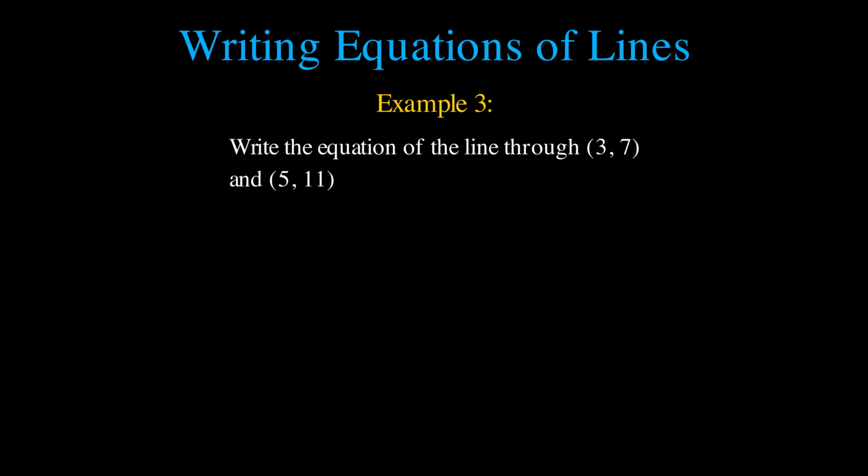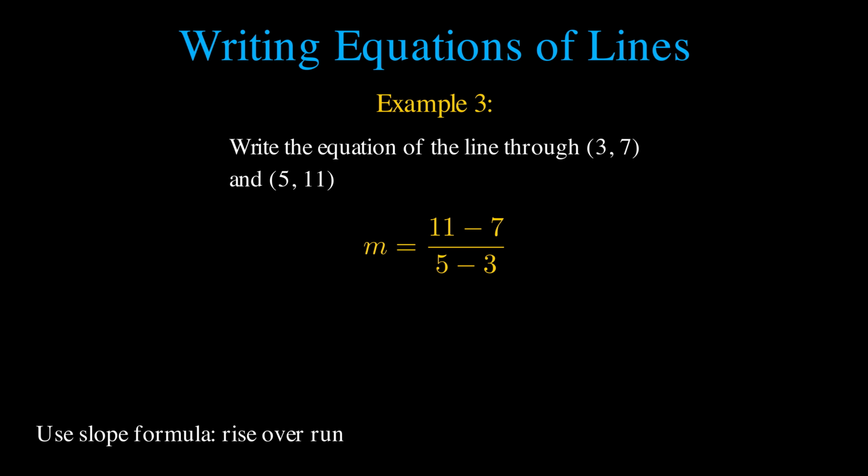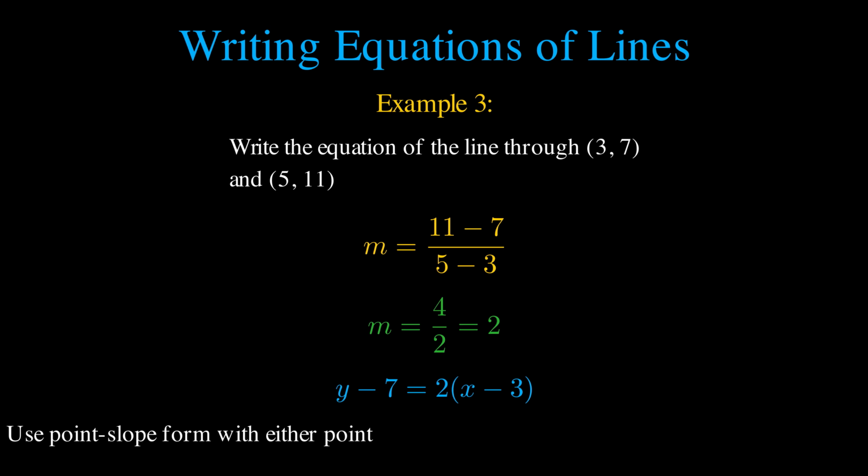Now we are given 2 points. First, find the slope using rise over run. The slope is 2. Use point-slope form with either point. Simplify to get y equals 2x plus 1.